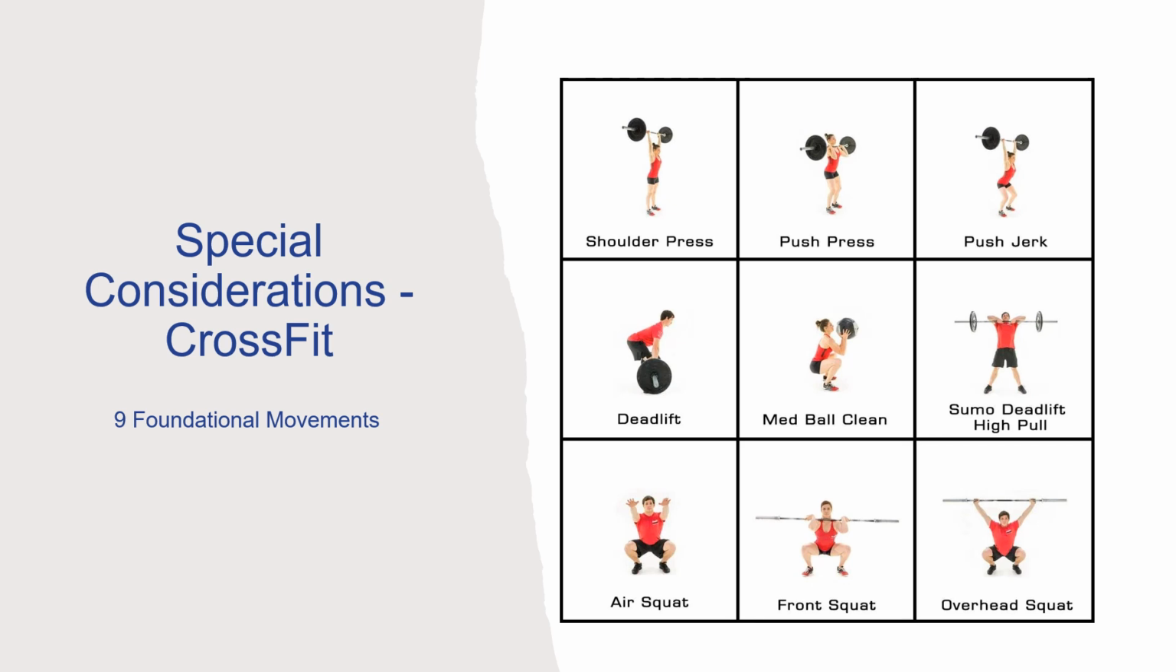Now to talk about some of the specific movements in CrossFit. They're not necessarily unique, as you can see, the 9 foundational movements: the shoulder press, push jerk, deadlift, clean, high pull, air squat, front squat, and overhead squat all transition into other movements that may be more complex. We covered most of the weight training considerations when discussing powerlifting and Olympic lifting.